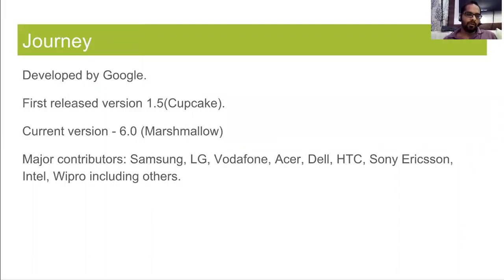Android was developed by Google in 2007, and the first public version of Android was released in 2009. The code name was 1.5 Cupcake. Current version is Marshmallow. The version is 6.0.